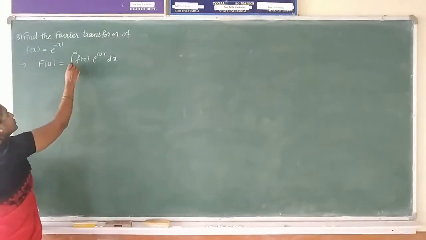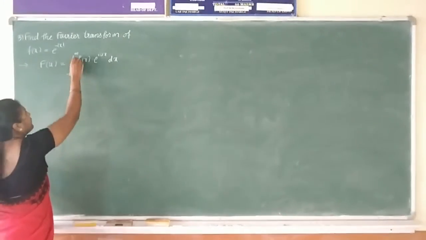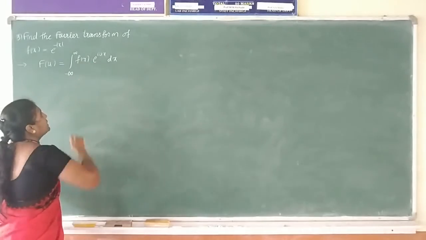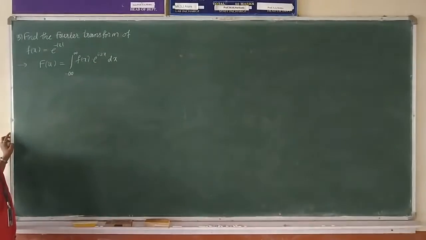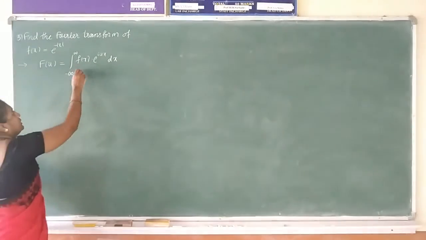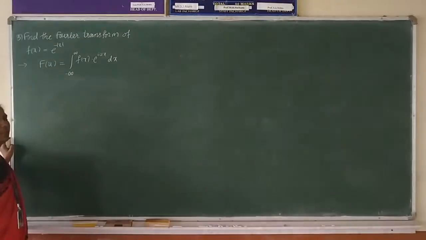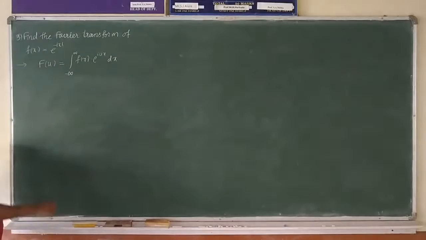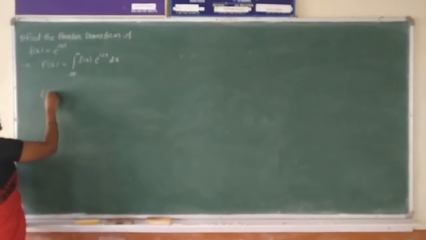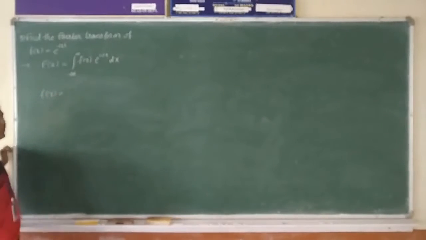Definition: F of u is equal to the integration from minus infinity to infinity of f of x into e to the power iux into dx. This is the definition of a Fourier transform. Next we need to substitute f of x. Here we can observe that f of x is equal to e to the power minus mod x.